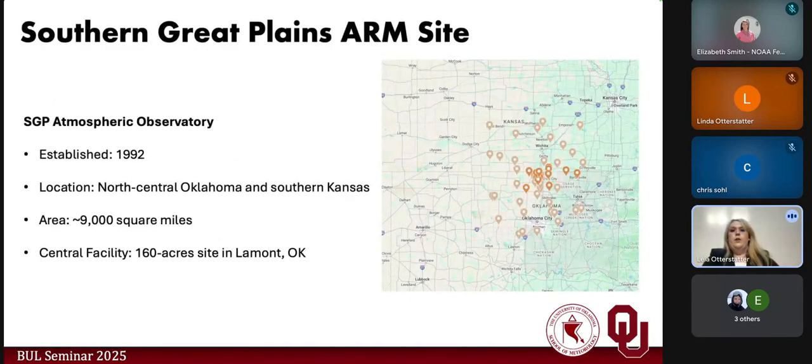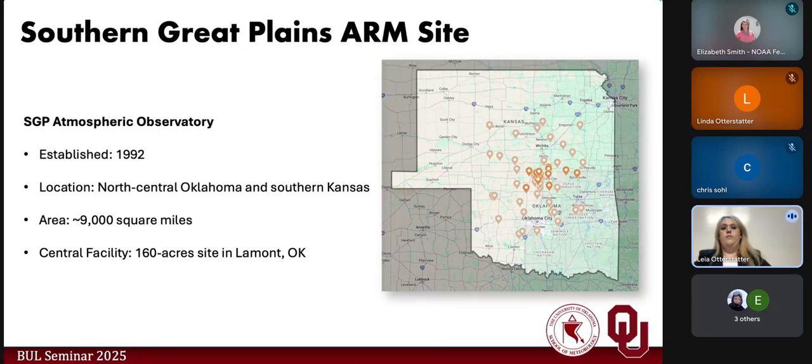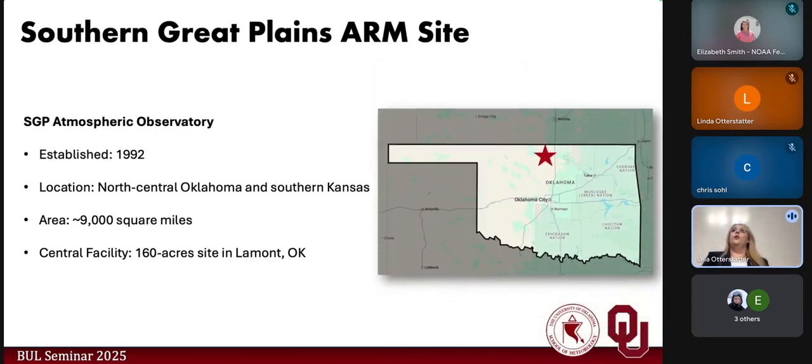So taking a look deeper into the Southern Great Plains ARM site, it was established in 1992, and its location goes anywhere right in this region from north central Oklahoma and southern Kansas. So each marker shows a measurement location where observations are taken. That entire area is around 9,000 square miles. However, the central facility where I get all of my data from is 160 acres in Lamont, Oklahoma. And you can see that with the red star that is up there.